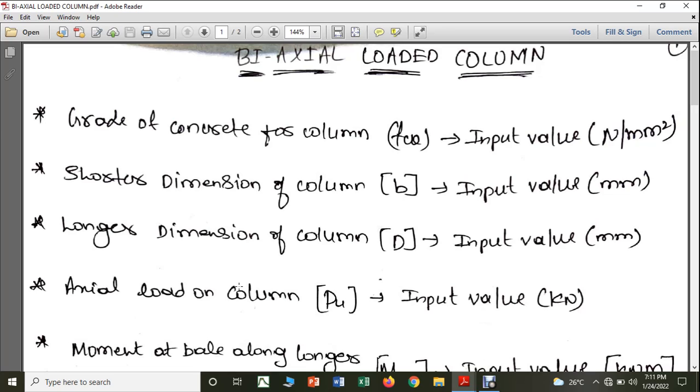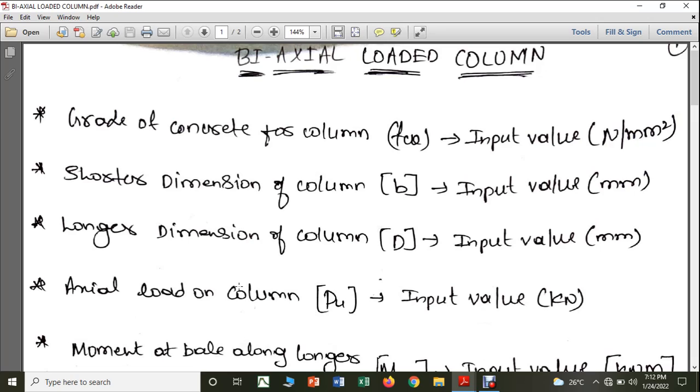That means, as the name itself indicates, you will be having three loads here. First will be the axial load. Second will be the moment along the longer direction. It may be MUX or MUY. And the moment along the shorter direction. If you are taking the moment along the longer direction as MUX, then the moment along the shorter direction will be taken as MUY. Now, as usual, let us develop the Excel sheet later, but first we have to understand the biaxial loaded column design, which is a little bit peculiar.